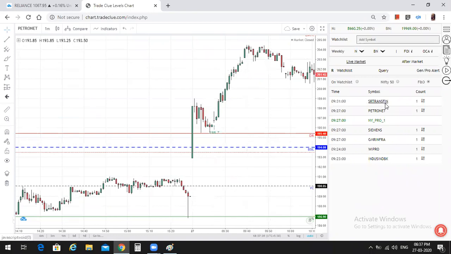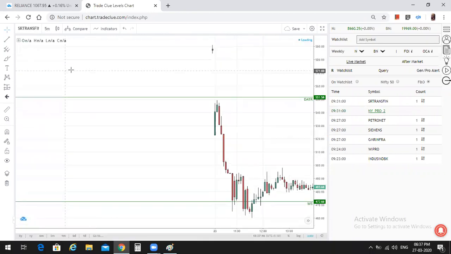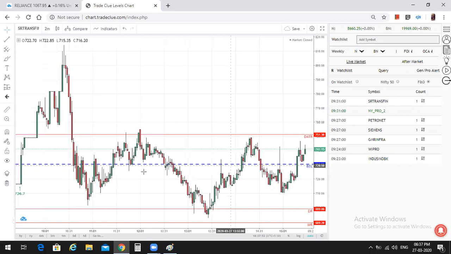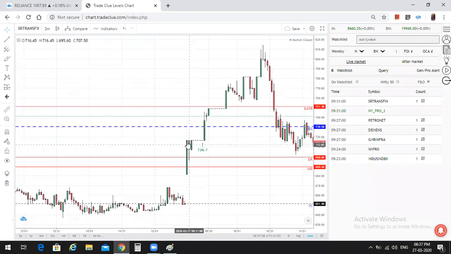Okay, let's go and see SRT Finance. NY Pro 2, that means 2 minute chart. Okay, so let me just also change the chart to 2 minutes. But with SRT also, the problem was it does breach over here, then goes almost sideways. Circuit was there. Again, it starts going higher. So because of these abnormal cases over here, IndusInd Bank, SRT Finance, all these go into circuit. Now this doesn't happen on normal days. Okay, so out of all of this, there were some good ones to trade as examples, Siemens or Petronet or Wipro.